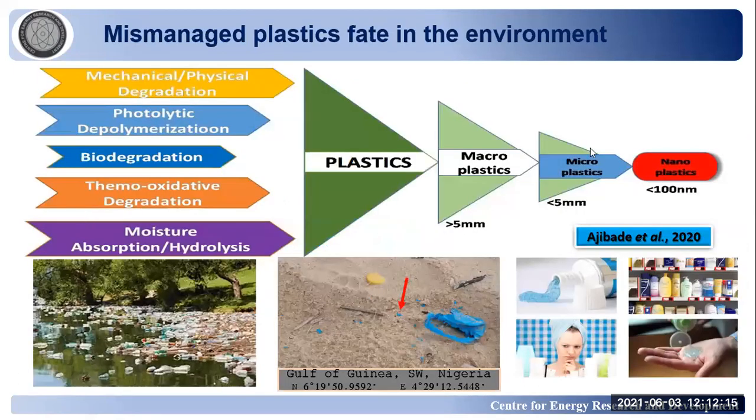I just put here the process by which microplastics degrade in the environment using different mediums. This picture was captured at the beach of the Gulf of Guinea in southwestern Nigeria, January 2021. You can see the environmental degradation of plastic products along the beach. You know, we have what we call primary nanoplastics, which are introduced into our different personal care products.